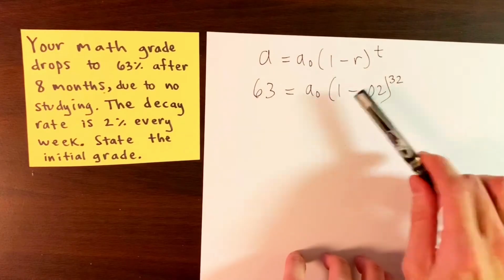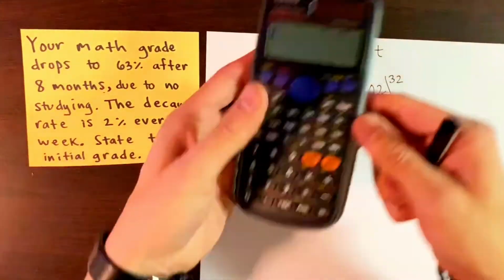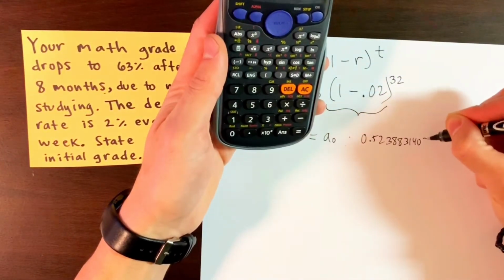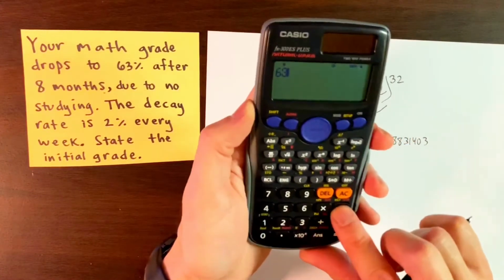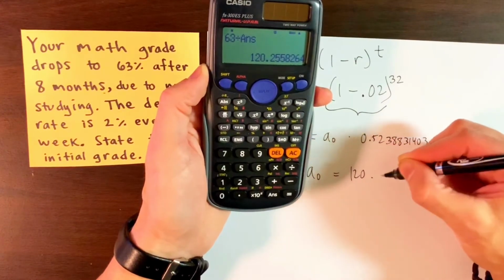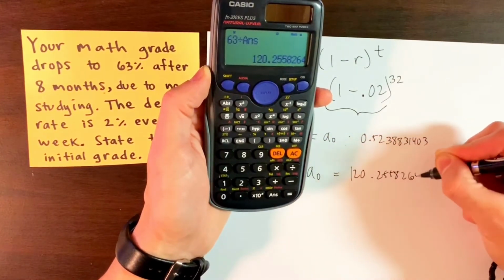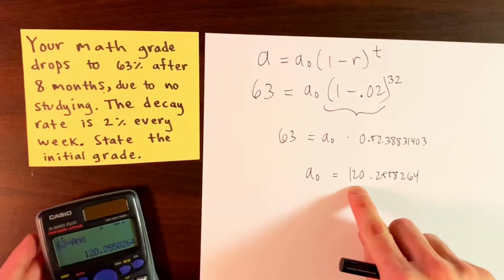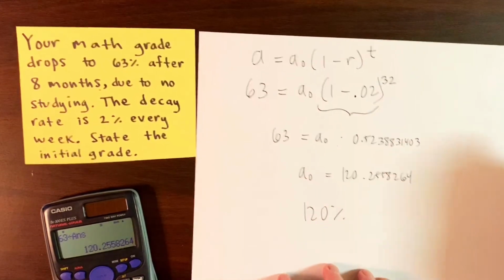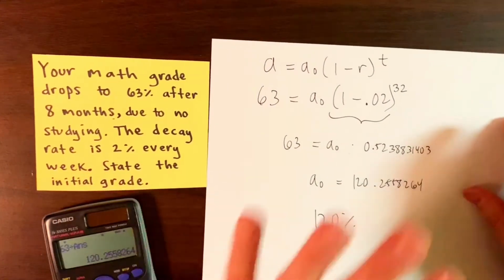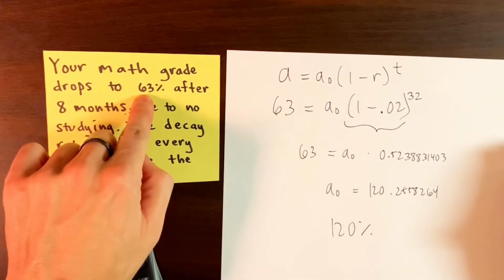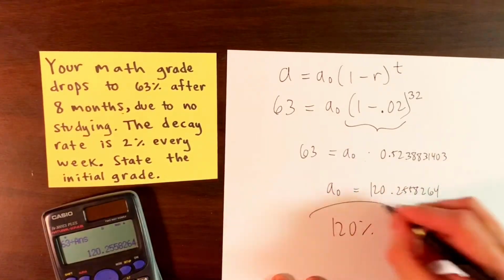So let's go Casio on this part here. And now we can divide both sides by that number. So the initial grade was 120.2558264. Now what does this represent? That represents the grade that you had in your math class. So about 120%. So you had over an A+ in this math class, but you stopped studying, and 8 months later, your grade went down to, like a D- or a D? Something like that. So this was your grade in math class before it all started.